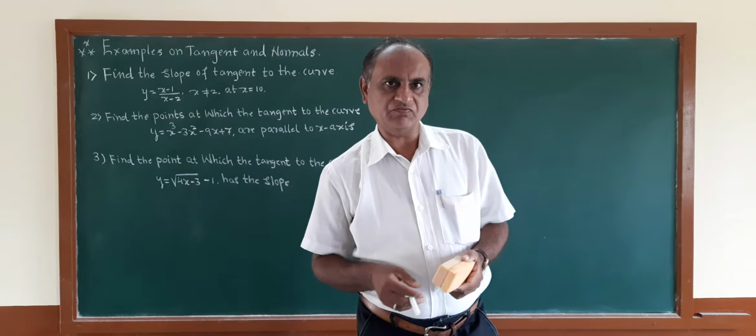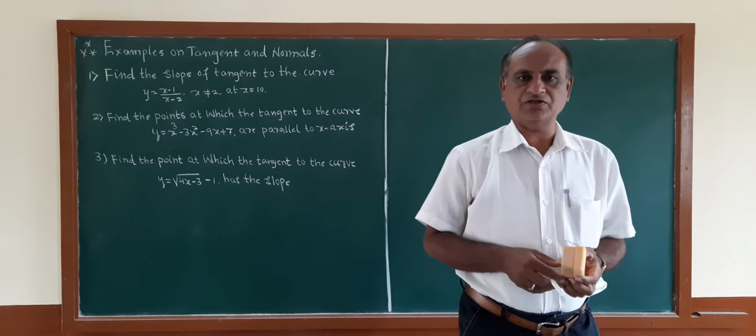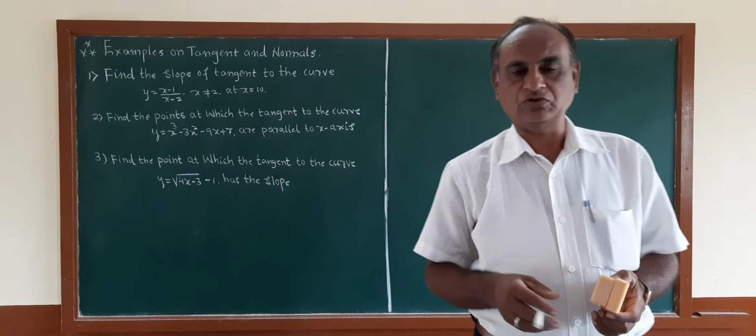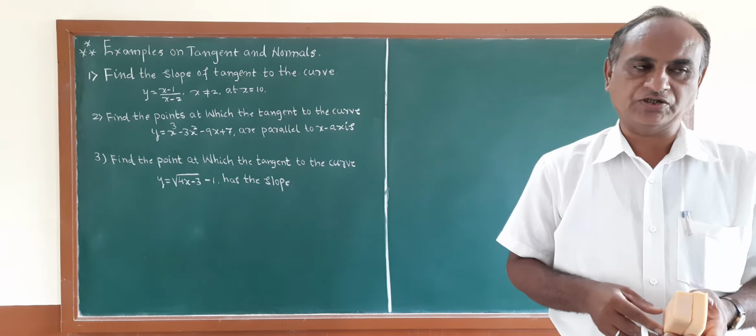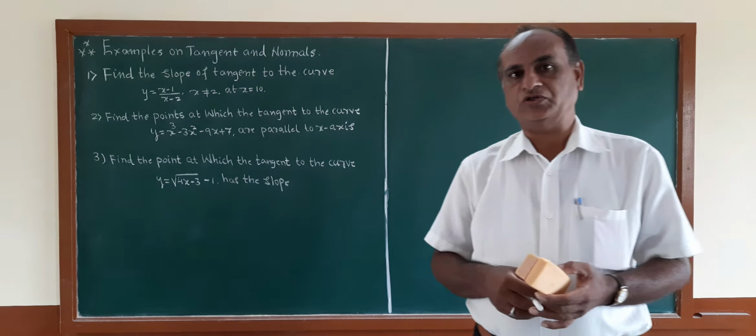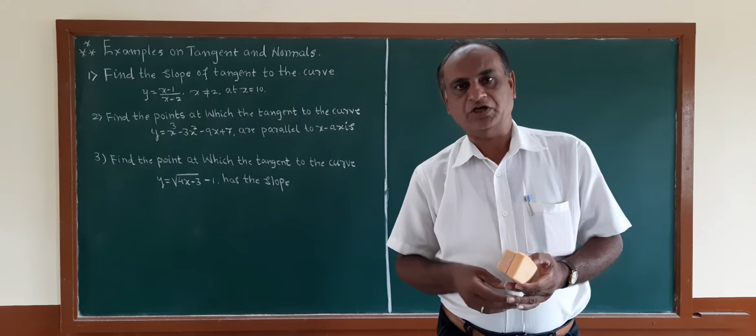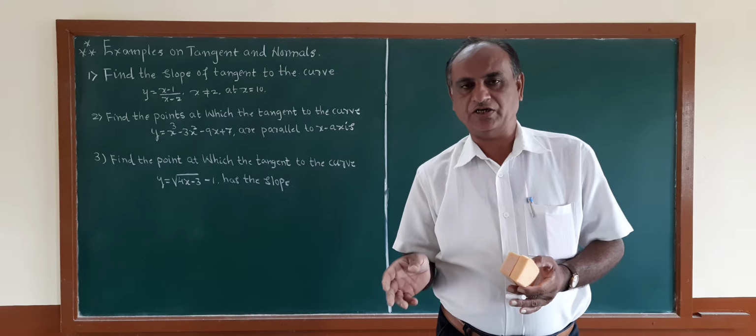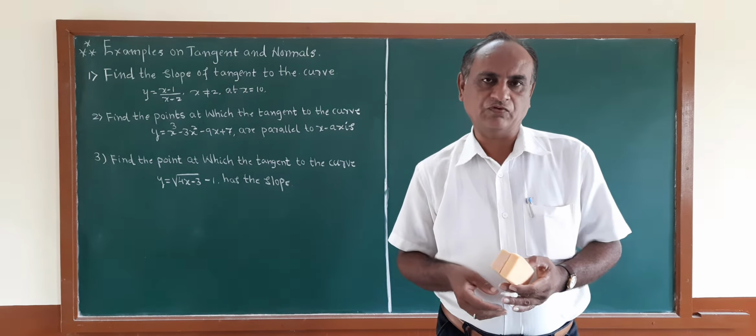Then the next formula: the equation of the tangent is y minus y1 is equal to m times (x minus x1). The equation of the normal is y minus y1 is equal to minus 1 upon m times (x minus x1). There are three or four conditions.